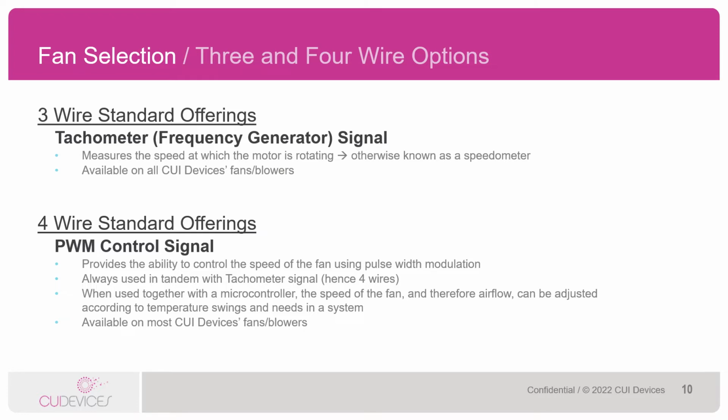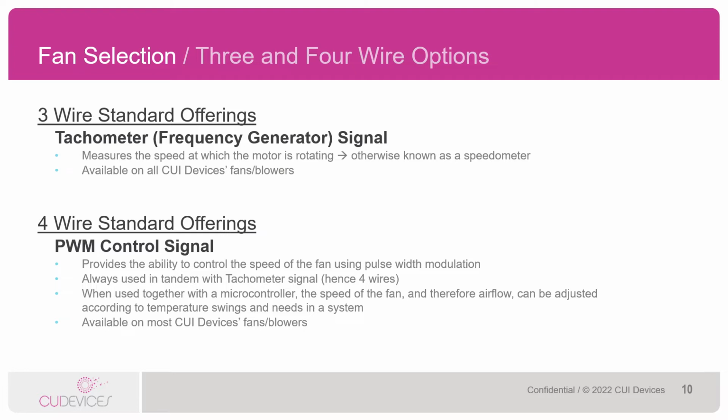Also available are four-wire configurations. The four-wire products consist of the tachometer wire and a PWM control signal wire. This wire provides the ability to control the speed of the fan using pulse width modulation and is always used in tandem with a tachometer wire, as you will need something to tell you the speed of the fan if you are going to manipulate the speed of the fan.